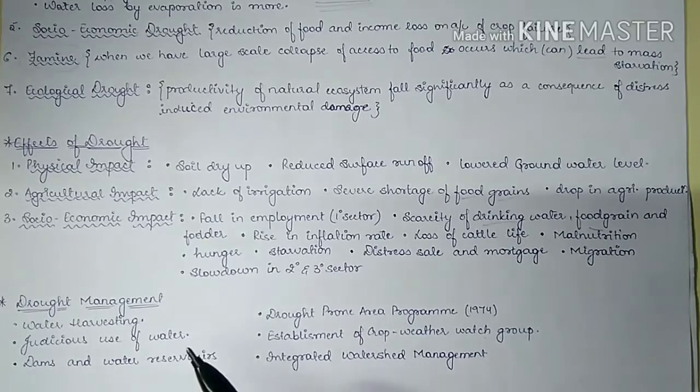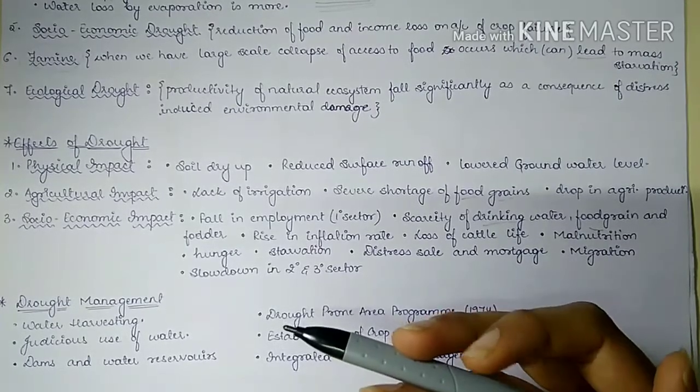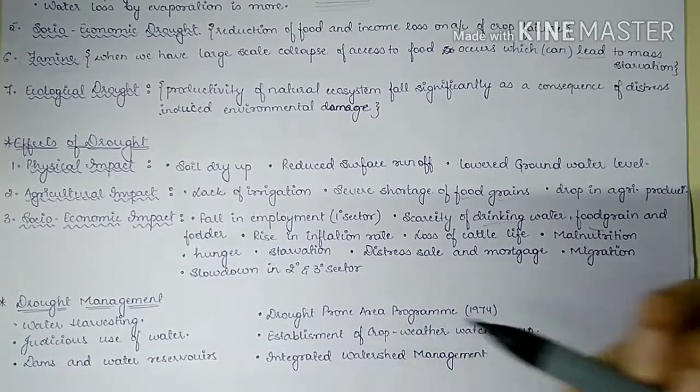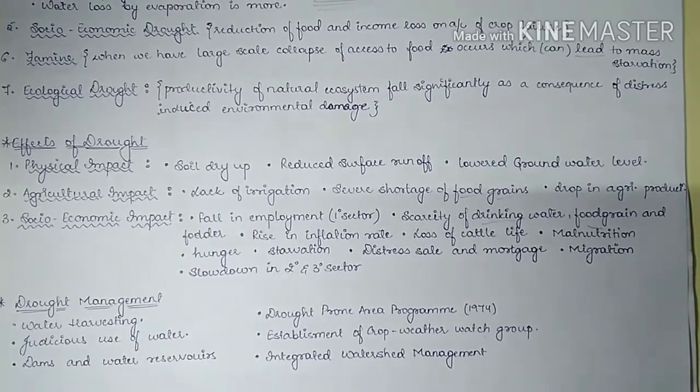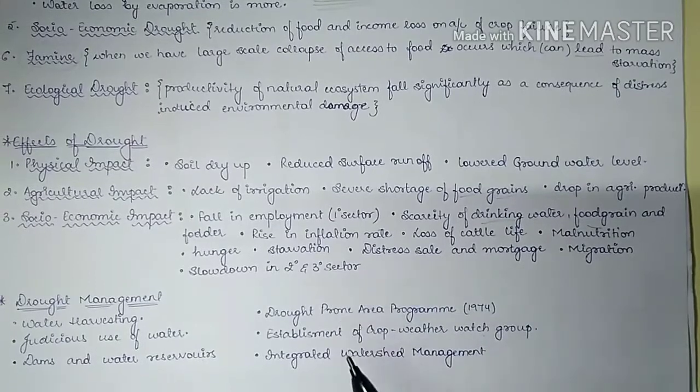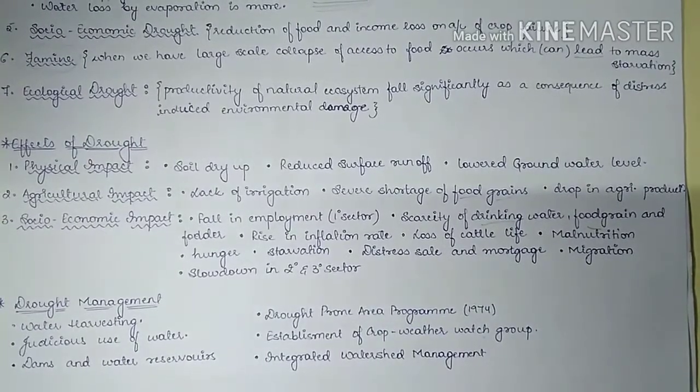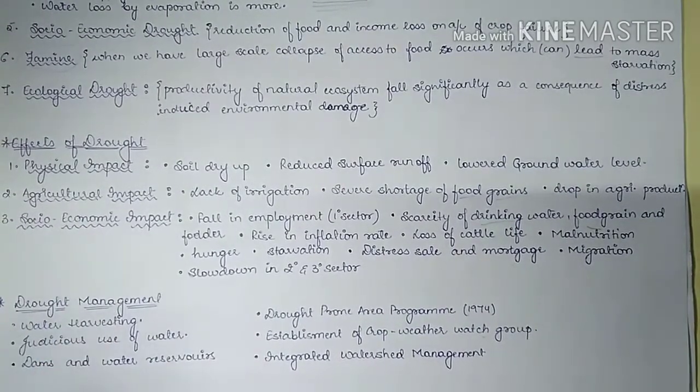Then because of it we have a rise in the inflation rate, so the people are affected by inflation. Then we have loss of cattle life because of reduction or scarcity of fodder. Then because of it we have malnutrition, hunger, starvation, and in very severe conditions this may ultimately lead to death.